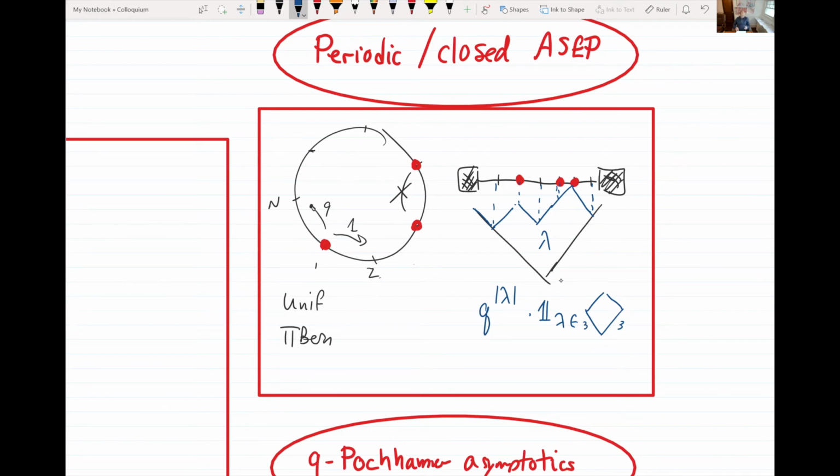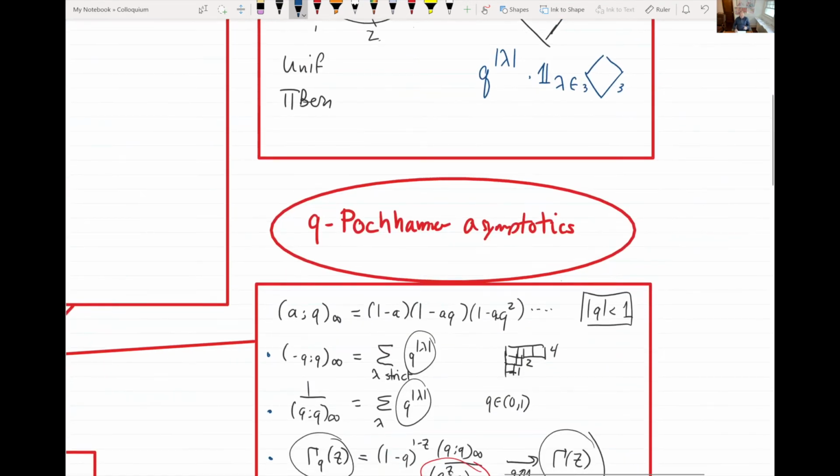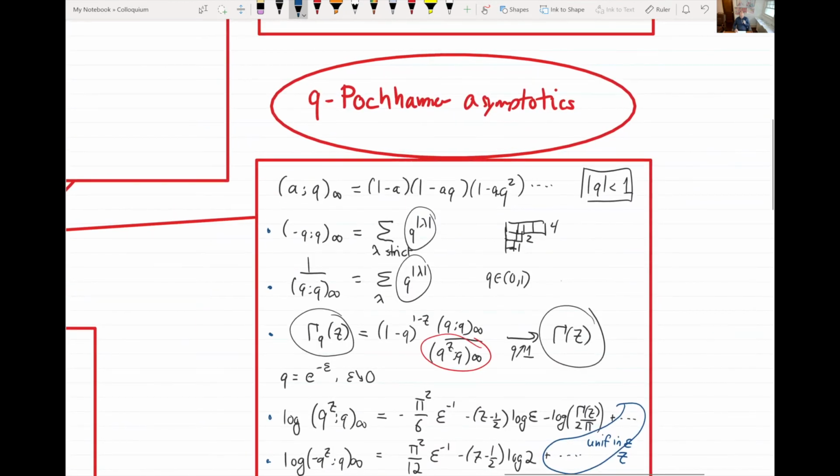And so this is already some indication of the interest of these types of measures from the beginning of the talk.